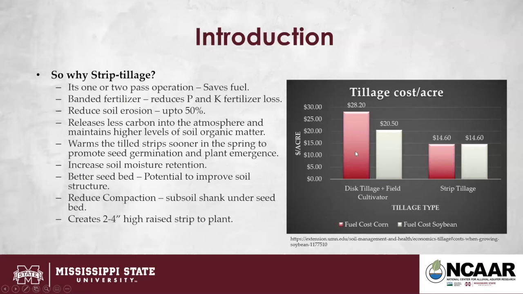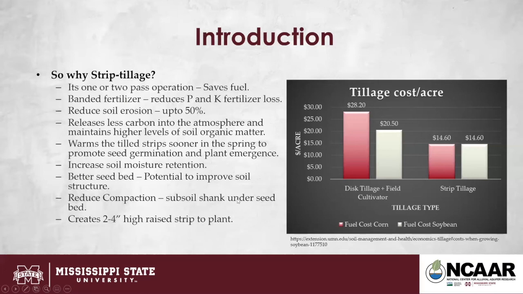If we're doing a banded fertilizer, then strip till reduces the P and K loss. Another advantage of strip till is that it warms the tilled strip sooner in spring, promoting germination and helping with plant emergence. And the most important thing about the tillage implement is that if we have a subsoiling shank with it, that shank can go up to 11 inches and can help reduce compaction.